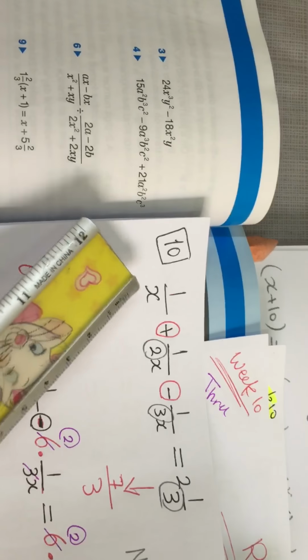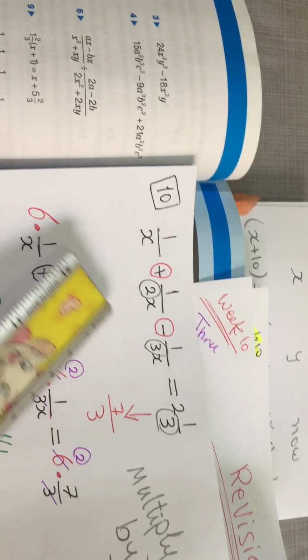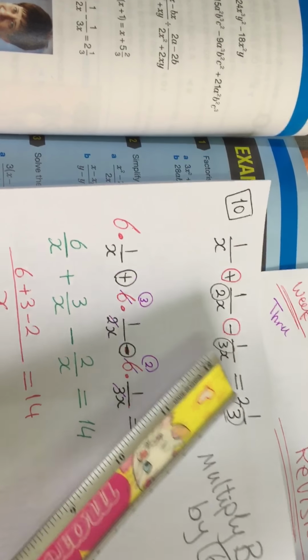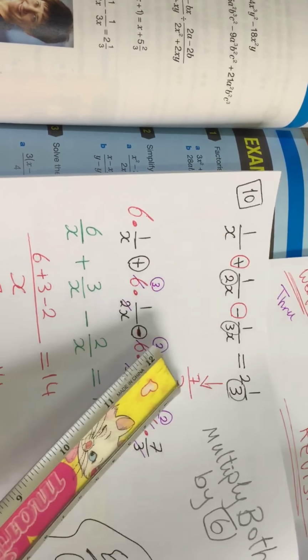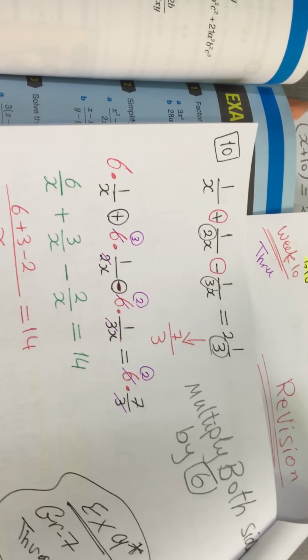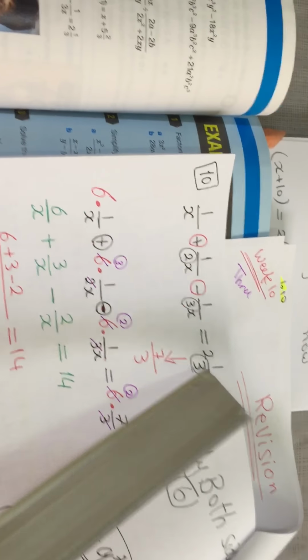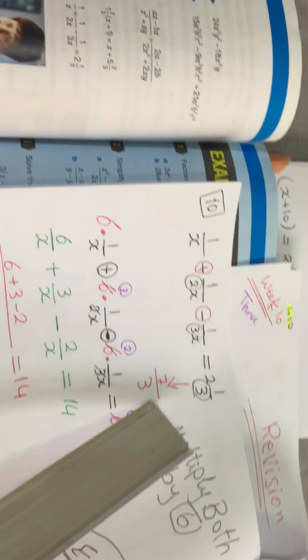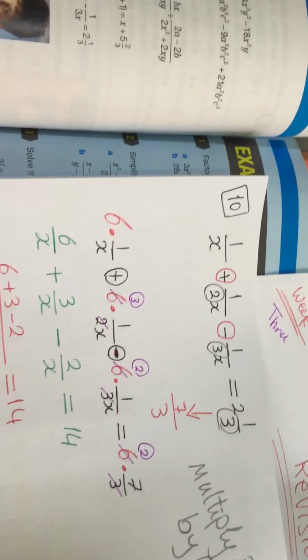Solve this equation. Here, I have 1 over x plus 1 over 2x minus 1 over 3x equal 2 and the third. Okay, in the beginning, I want to change the mixed number into just a fraction. Keep the 3 as it is, denominator, then walk clockwise. 2 multiply 3 equals 6 plus 1 equals 7. So the right side will be 7 over 3 as you see here.